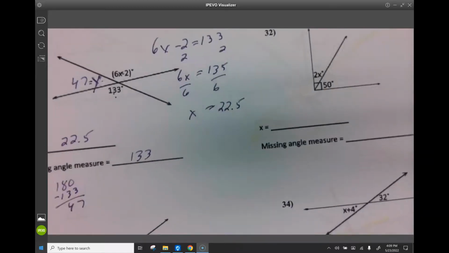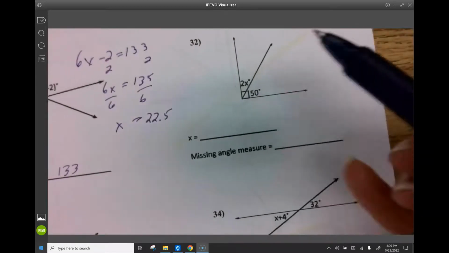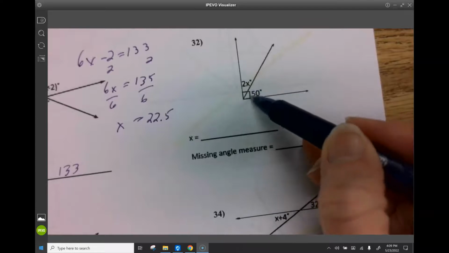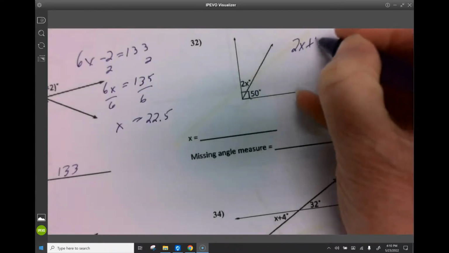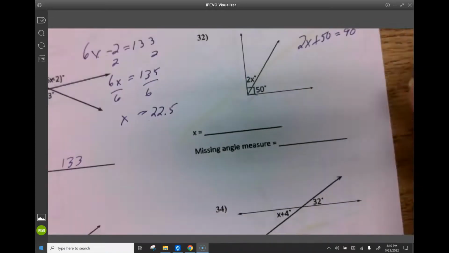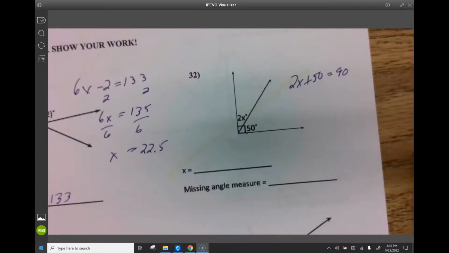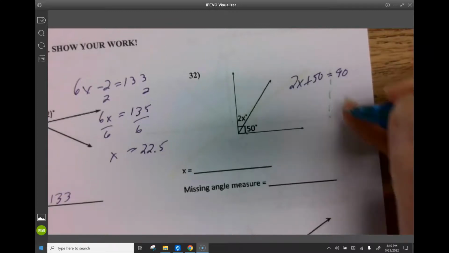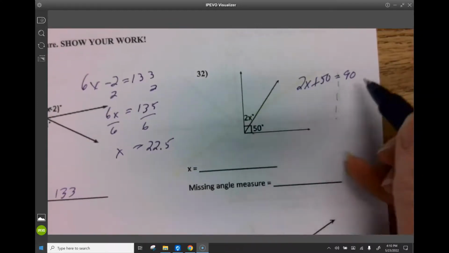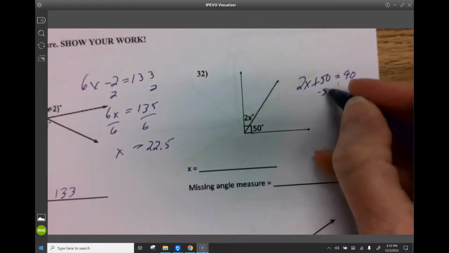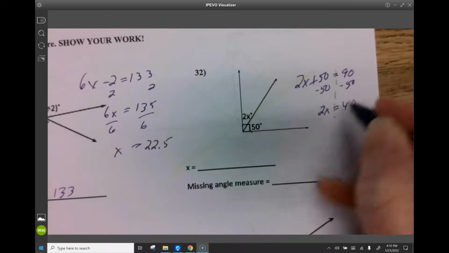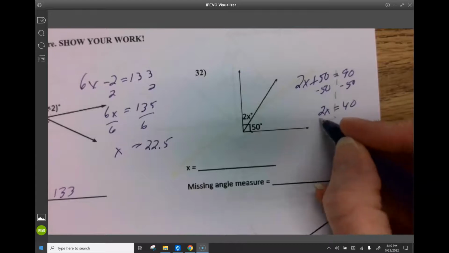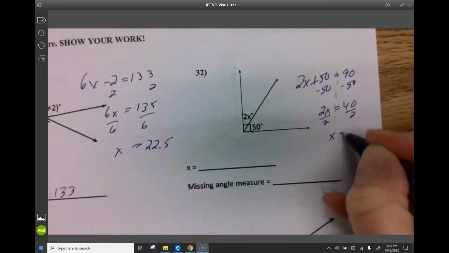We already did one with vertical angles, so we're going to go here, and this right angle means it adds to 90 degrees, right? So this is 2x plus 50 is equal to 90. I'm going to solve this equation so I can draw my line right here if you like to do that. But what number am I going to work with first? The 50. I'm going to get rid of the 50. So I get 2x is equal to 40. Now I have to get rid of the 2. It's connected by multiplication, so I'm going to divide. So I get x is equal to 20.